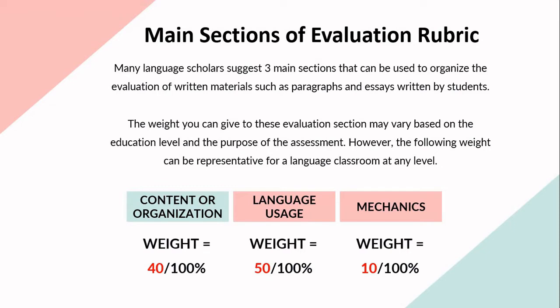So we have three sections. Firstly, content or organization of ideas. The weight you can give for this is 40% out of 100%. Then language usage will have 50 out of 100%. Then lastly, mechanics will get 10% out of the 100%. So in total you're going to have 100% as an assessment.